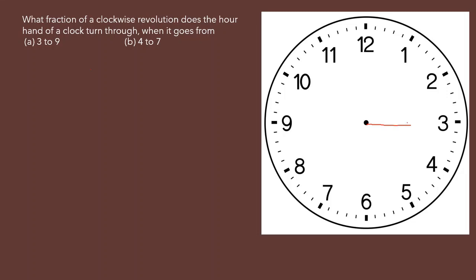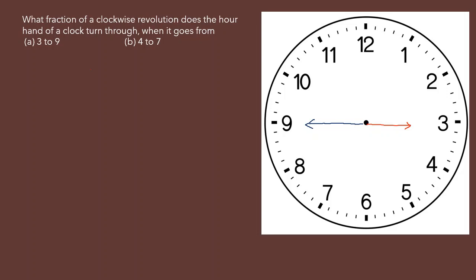Hour hand is at 3. The question is, what fraction of a revolution does the hour hand of a clock turn through when it goes from 3 to 9. It is going from 3 o'clock to 9 o'clock. So where is it reaching? I'll show it using another color. That will be better. So it is starting from 3 o'clock and it is reaching here at 9 o'clock. So from 3 it is starting and it is reaching 9.